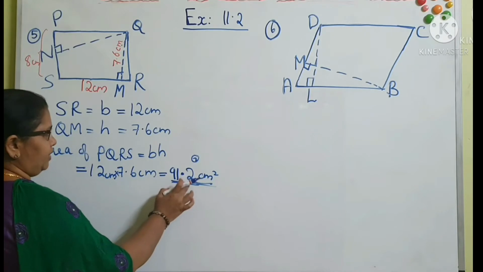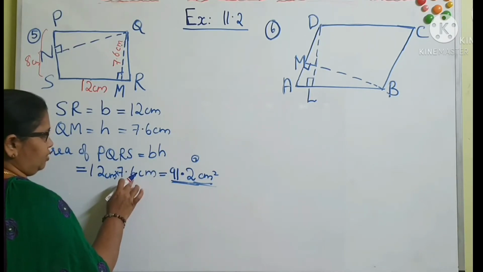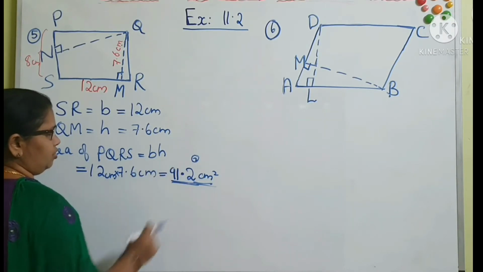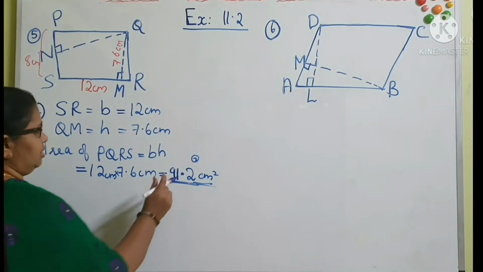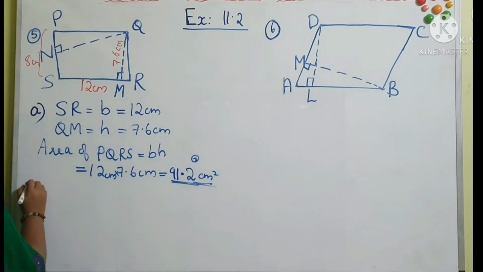Then you will get 912. Then one decimal part in the question, so in this answer also we need one decimal part. So 91.2 centimeter square.